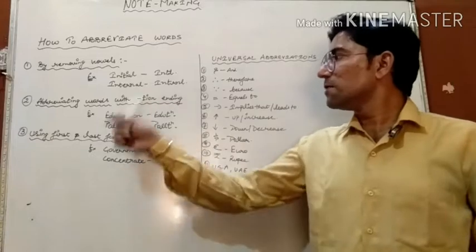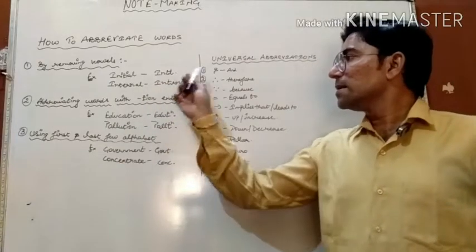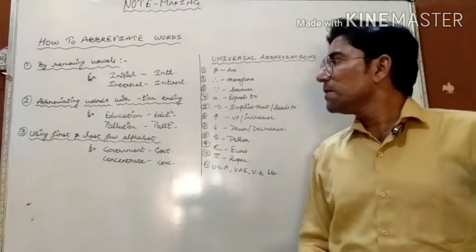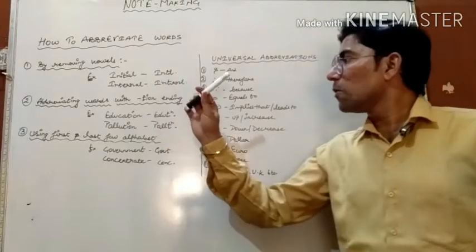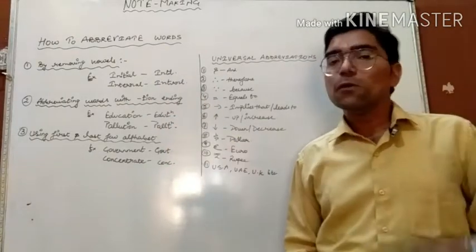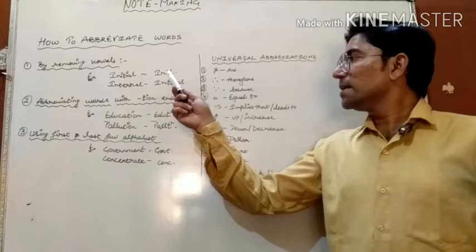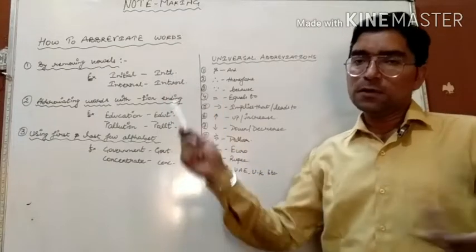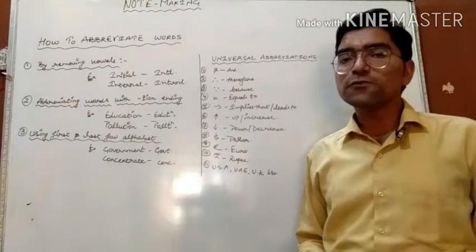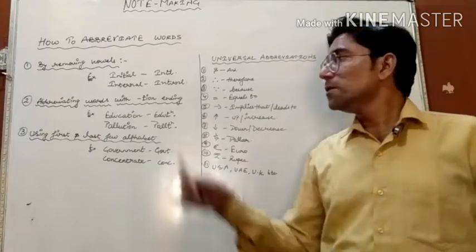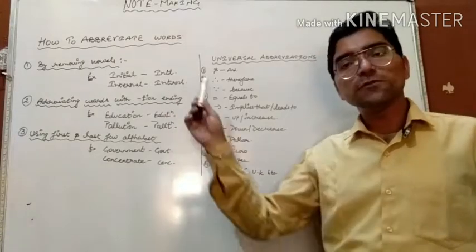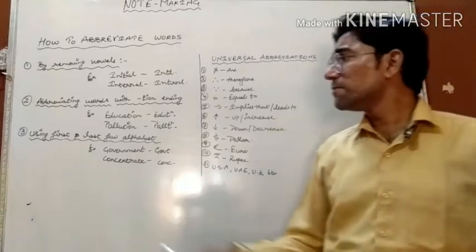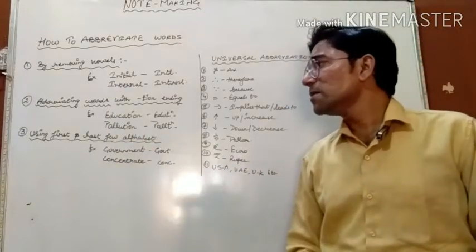Now you can see that in the rest of the abbreviation I have removed all the vowels: I, T, L, full stop. Full stop is a rule you need to follow: after making an abbreviation you need to put a full stop after each and every abbreviation. Same is the case with internal.